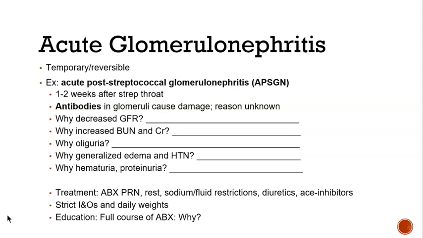So our treatments are going to be antibiotics as needed, especially if the strep was not fully treated. Have the patient rest, do sodium and fluid restriction since we're already dealing with an increase in fluid. We can use diuretics to help with that fluid volume excess, and we like ACE inhibitors. Remember, ACE inhibitors were those medicines that ended in pril. They treat hypertension, and they also decrease protein spilling over into the urine. So here, it can help us in 2 ways. It can help us with the hypertension and the proteinuria.